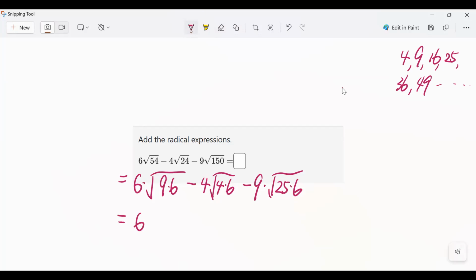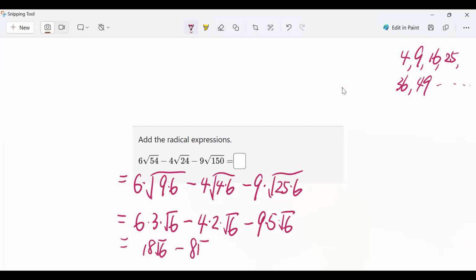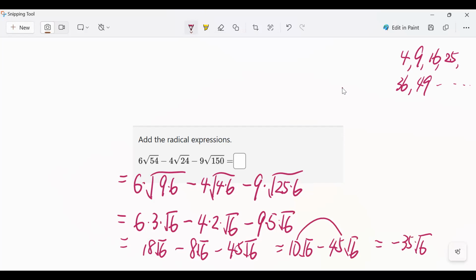Here, the square root of 9 becomes 3, and 6 remains under the radical. Square root of 4 is 2, and 6 remains under. And square root of 25 is 5, 6 remains under. So 18 radical 6 minus 8 radical 6, and 45 radical 6. Get 10 radical 6 minus 45 radical 6. Now subtract the coefficients, you get minus 35 radical 6. So the answer is negative 35 radical 6.